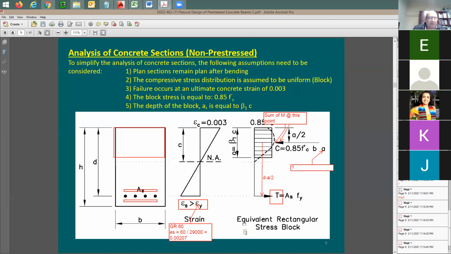0.006. Okay. 0.06. Okay. So I want to be sure that the strain in the steel here is higher than this value. Otherwise, my assumption is wrong, and I need to repeat my analysis. And this is going to be one of the unknowns.